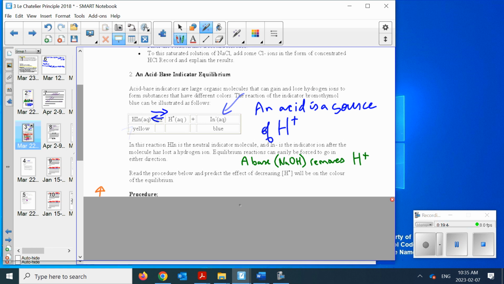The other thing I want you to jot down, because we don't know a lot about acids and bases yet, is that a base, and we're going to use sodium hydroxide, removes H+. Bases are the opposite of acids. By the way, you don't hear about bases much in movies, but they can be equally as destructive or corrosive.